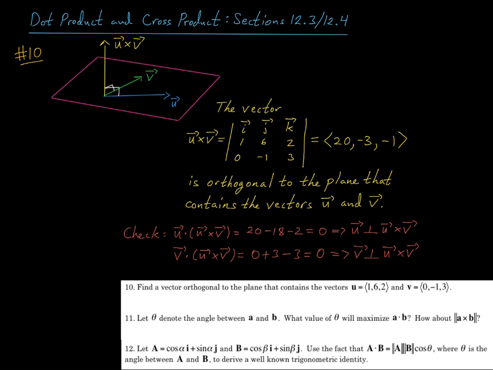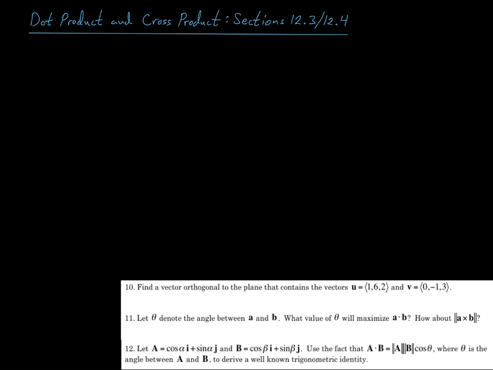All right, great. So now let's press on to question 11. It says, let theta denote the angle between A and B. What value of theta will maximize A dot B? How about the magnitude of A cross B?